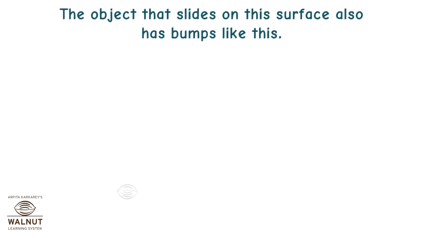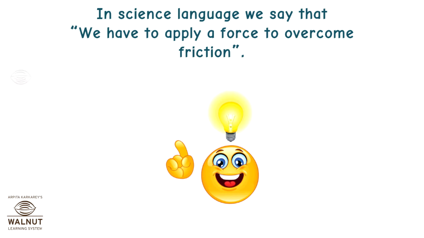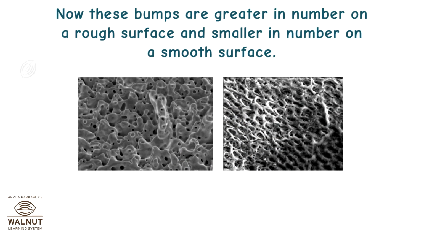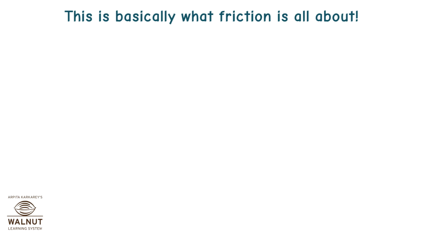The object that slides on this surface also has bumps like this. These bumps lock into each other and you have to push harder to make them unlock. In science language, we say that we have to apply a force to overcome friction. Now these bumps are greater in number on a rough surface and smaller in number on a smooth surface. So, we have more friction on a rough surface. This is basically what friction is all about.